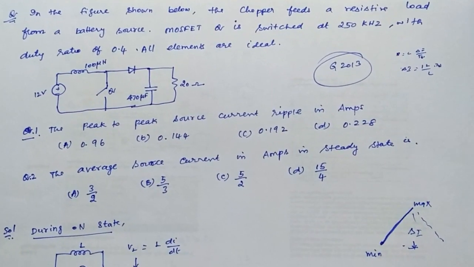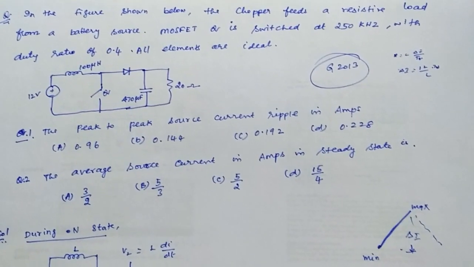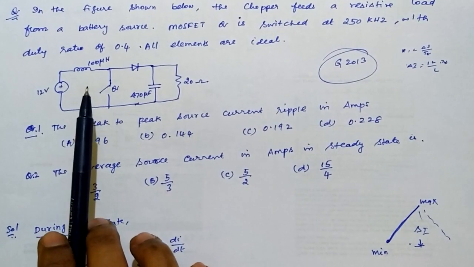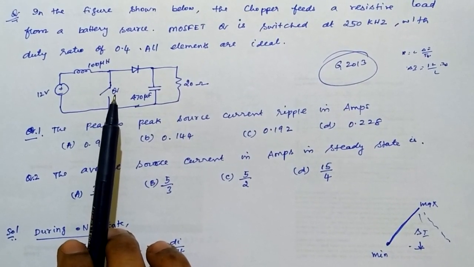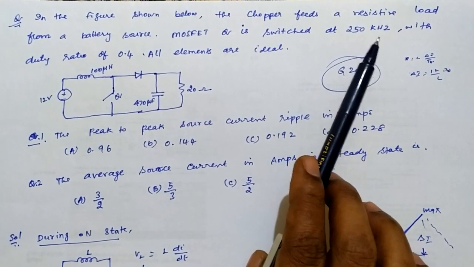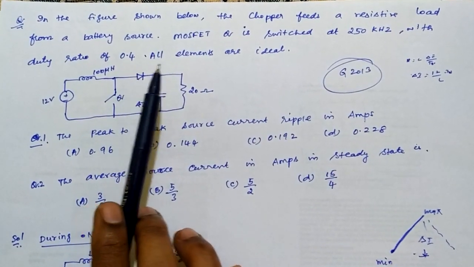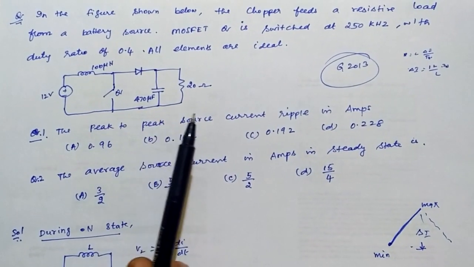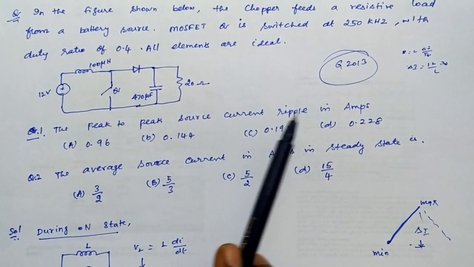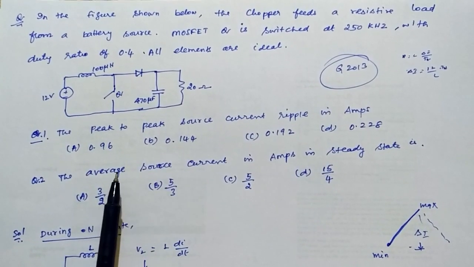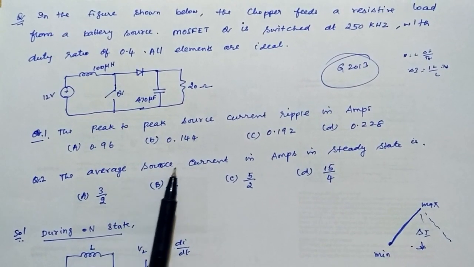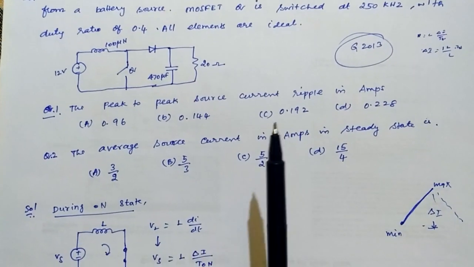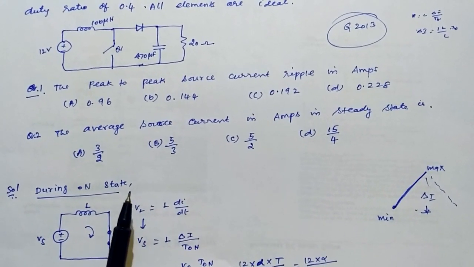In the figure shown below, the chopper feeds a resistive load from the battery source, and Q is the MOSFET switch which is operated at 250 kHz with a duty ratio of 0.4. All the elements are ideal. The first question is the peak to peak source current ripple, and the second is the average source current under steady state condition. These are the two questions. So first we will quickly recall the operation of the circuit.